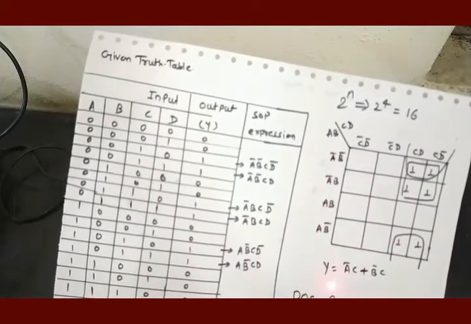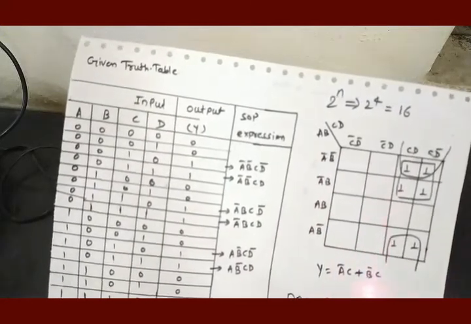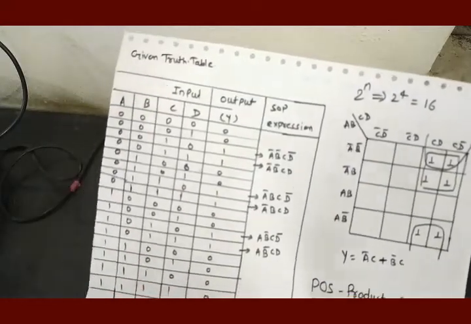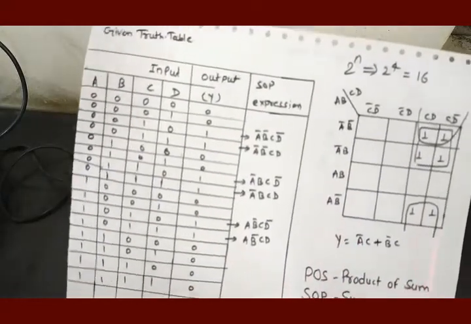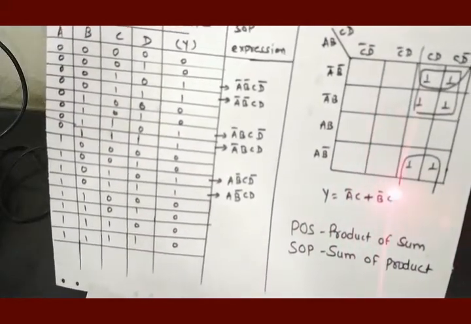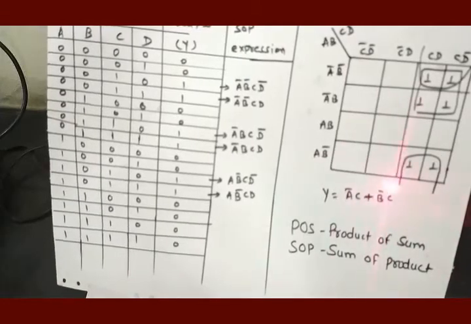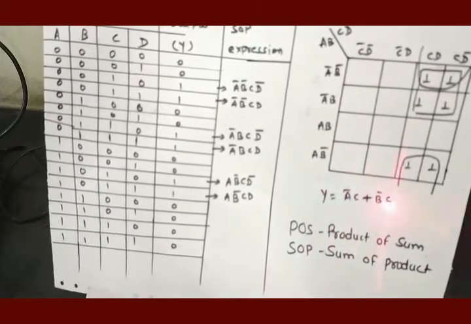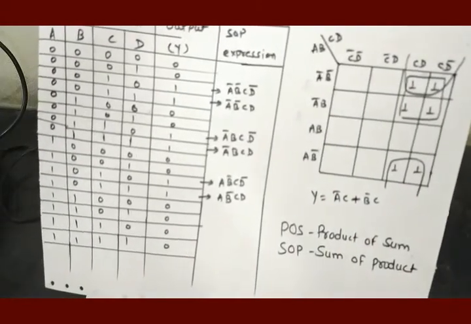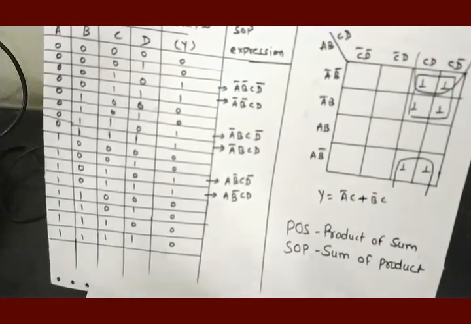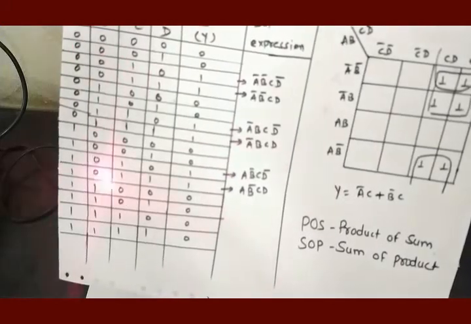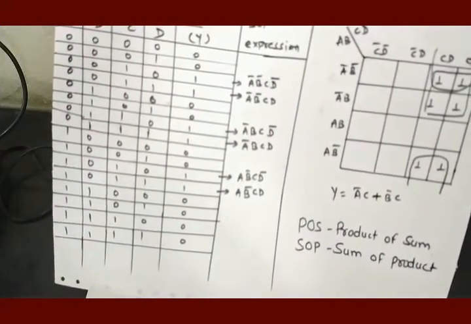So Y is equal to A bar C or B bar C is the simplified Boolean expression in SOP form, sum of product. This is sum, this is product, this is product, sum of product, SOP. So Y is equal to A bar C or B bar C is the SOP or sum of product form of the Boolean expression for the given truth table.